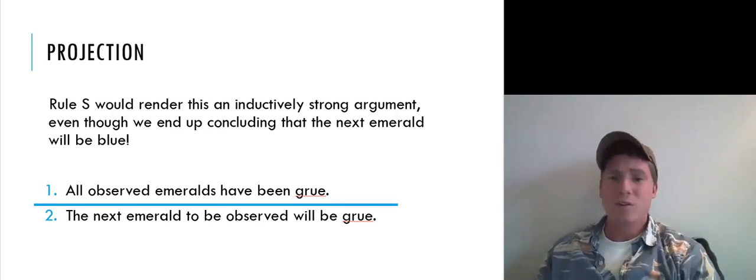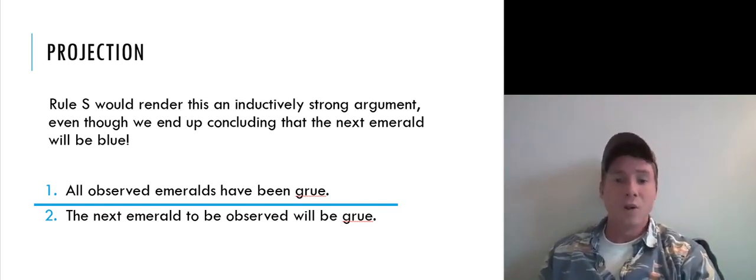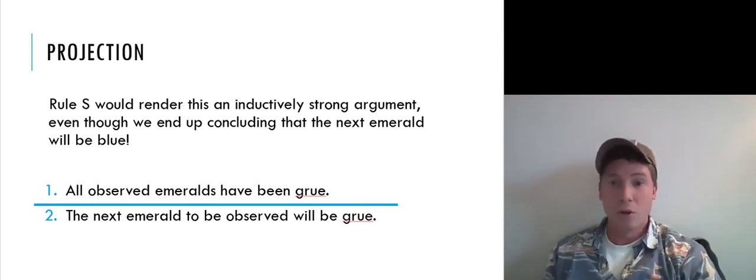So rule S is going to render this an inductively strong argument because the premise is true, right? And we're just projecting the GRU predicate in an argument of the form to which rule S applies. So rule S is going to render this an inductively strong argument, even though we end up concluding that the next emerald will be blue, right? Which is intuitively a crazy inference to make. We've seen that all the emeralds are green, we shouldn't be concluding it's going to be blue next time.